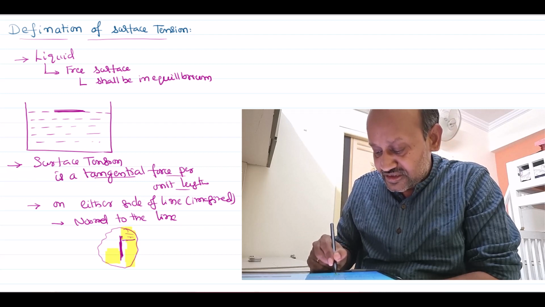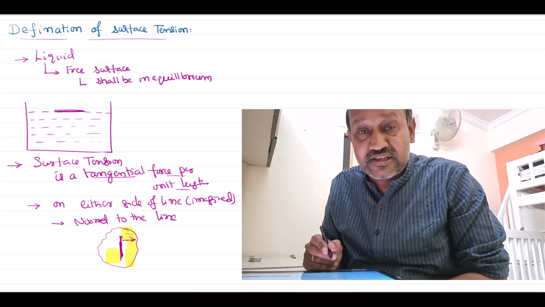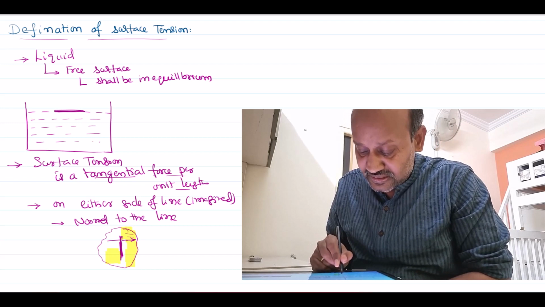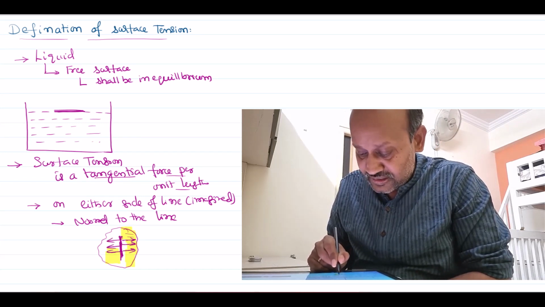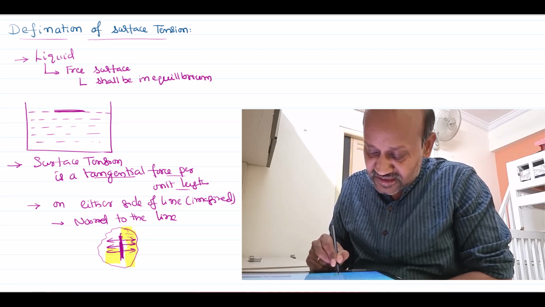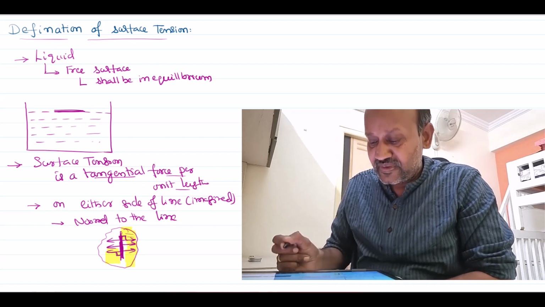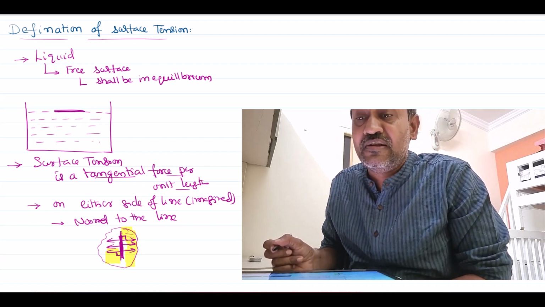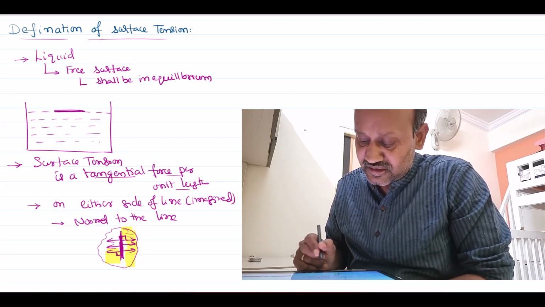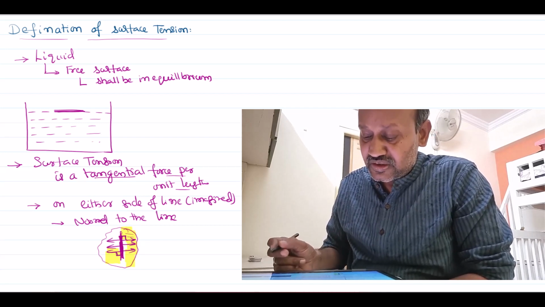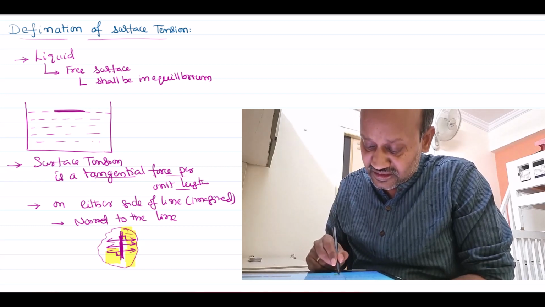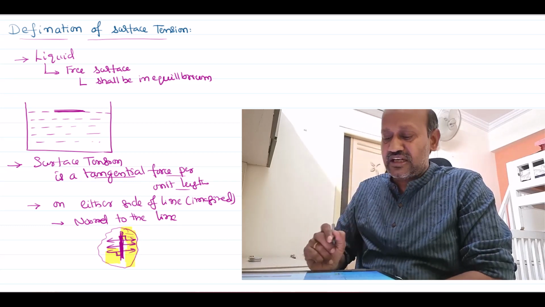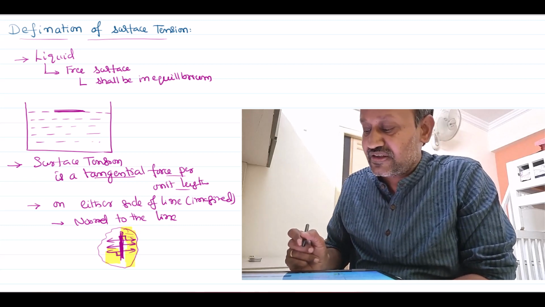So that surface tension force is the tangential force per unit length. Tangential means that's on the surface of the liquid, like I am drawing. Not only tangential on the surface, it is normal to the imagined line. All those conditions have to be satisfied, right? So on either side of the imagined line, normal to the line, if there is a force acting on the free surface of the liquid that is in equilibrium, that kind of force could be called surface tension.